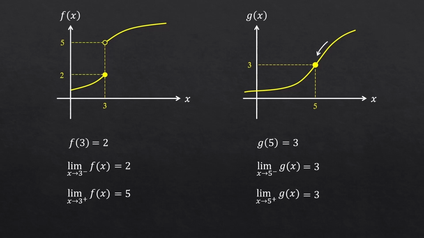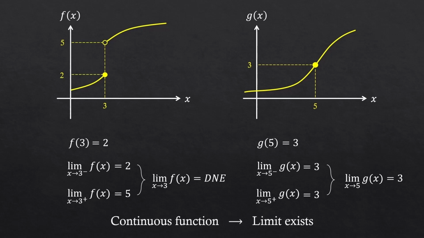It's also approaching 3. When you have the same answer from both sides, you can combine the two expressions into one, such as x approaching 5. So in the left graph, the combined limit doesn't exist at x equals 3 because the two sides' limits are not the same. From here, we can conclude that if a function is continuous at somewhere, the limit should also exist at that place.